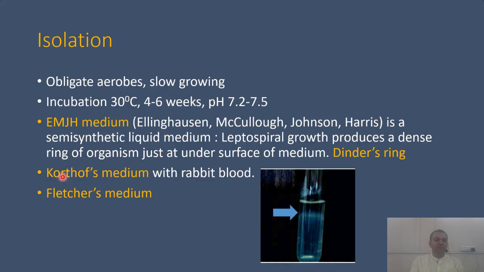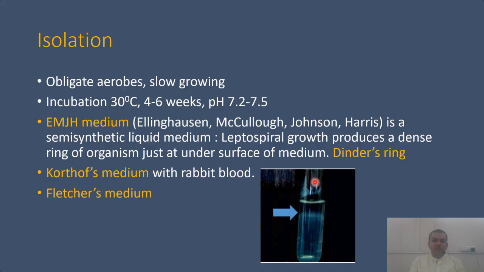EMJH medium, the long form is Ellinghausen, McCullough, Johnson, and Harris medium. It is a semi-synthetic liquid medium, having more and more nutrients. And here in the picture you can see the leptospira will grow and produce a dense ring just underneath the surface of the medium.